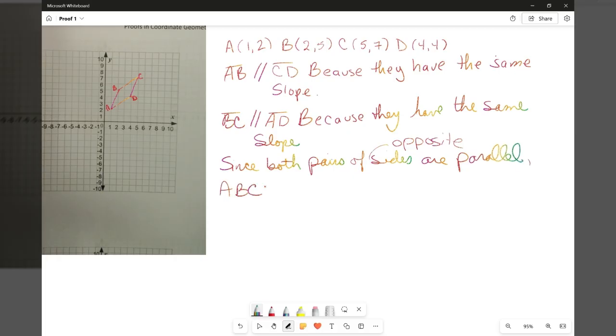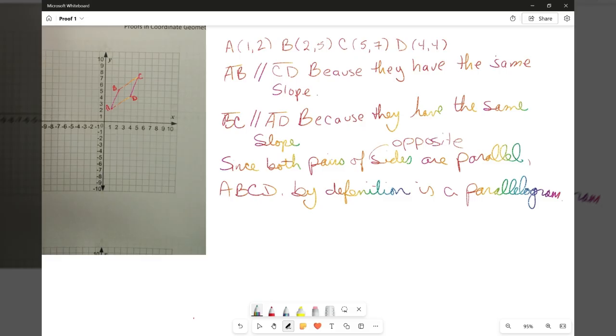ABCD, by definition, is a parallelogram. So not only did I have to show that the slopes were equal, but I actually have to state that both the slopes are equal, so they're parallel. BC is parallel to AD because they have the same slope. And then since both pairs of opposite sides are parallel, ABCD by definition is a parallelogram.